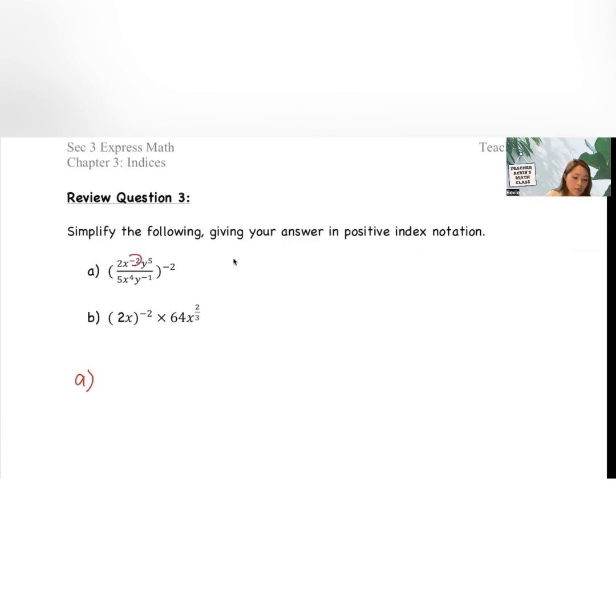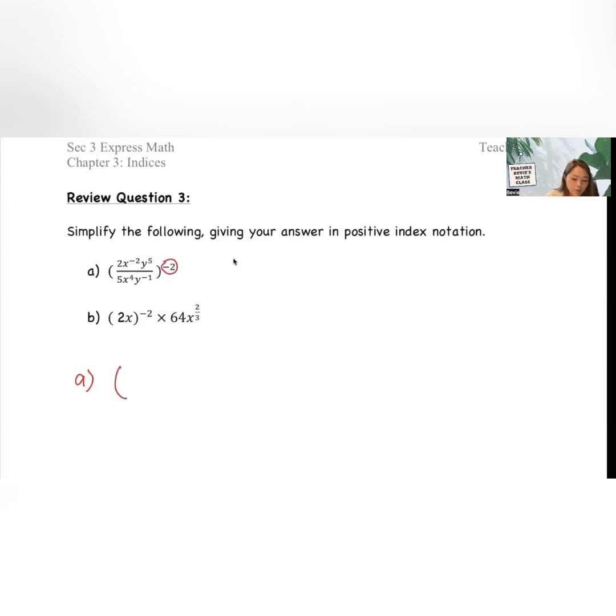Take note, this negative 2 belongs to your x only, and this power 5 only belongs to your y. Likewise, for the denominator, this 4 only belongs to your x, this minus 1 only belongs to your y. However, for this power of negative 2, because it's outside of the bracket, it belongs to every single term inside your bracket. All right, so first thing first, I will have to make this negative 2 a positive 2. And in order to do that, I will just have to flip the entire fraction.